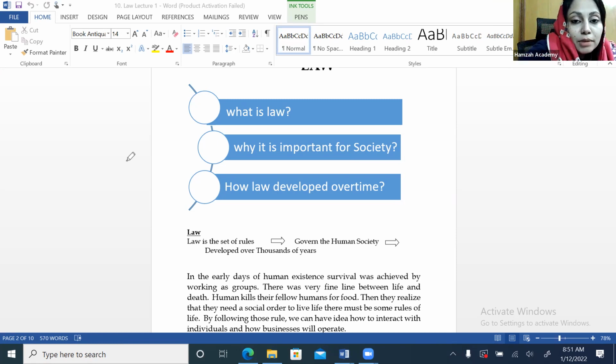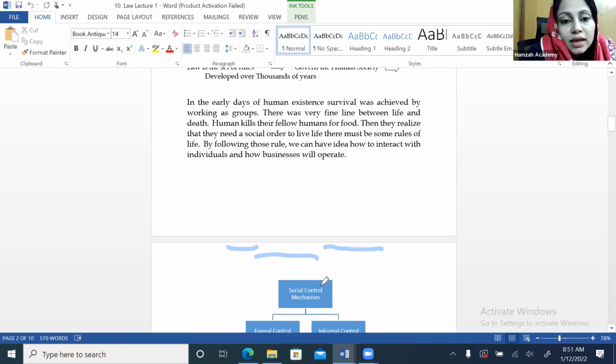Coming to the screen that you are seeing. Law is a set of rules that are required to govern the human society, that developed over 1,000 years. Now, what is the story? In the early days of human existence, survival was achieved by working as a group. There was a very fine line between life and death.